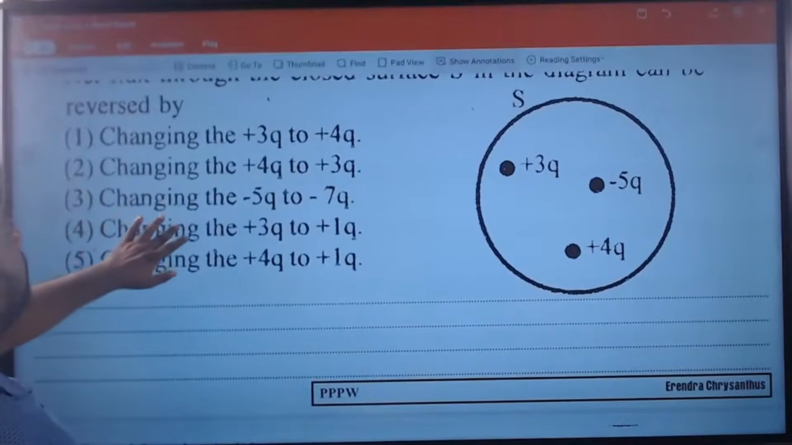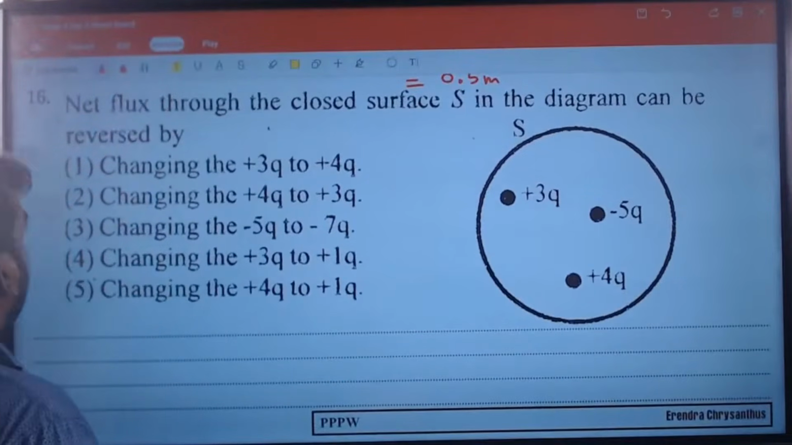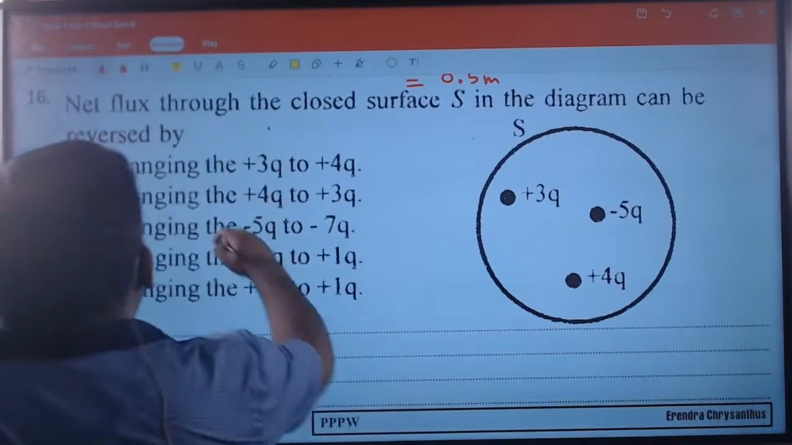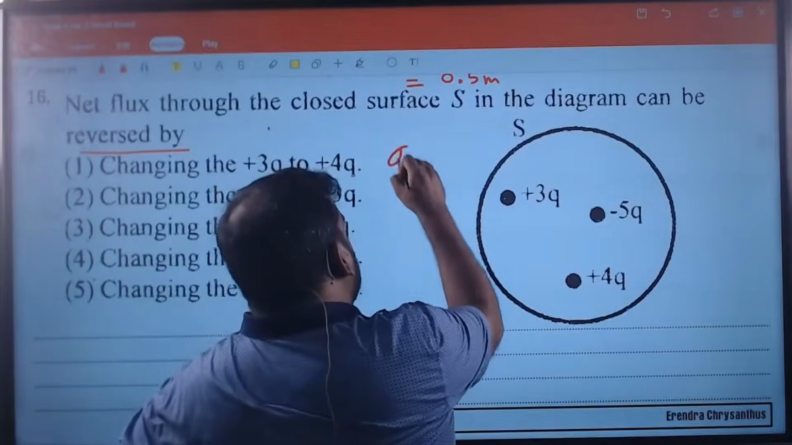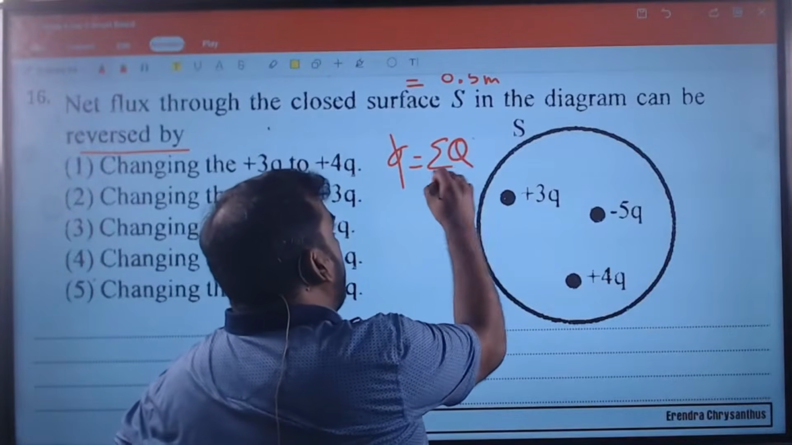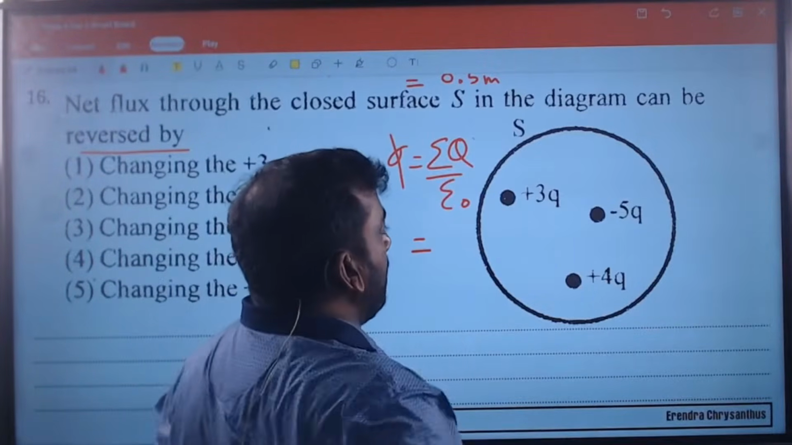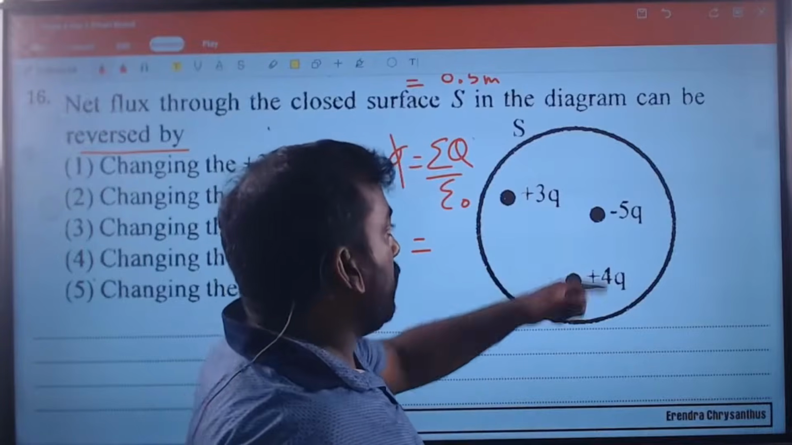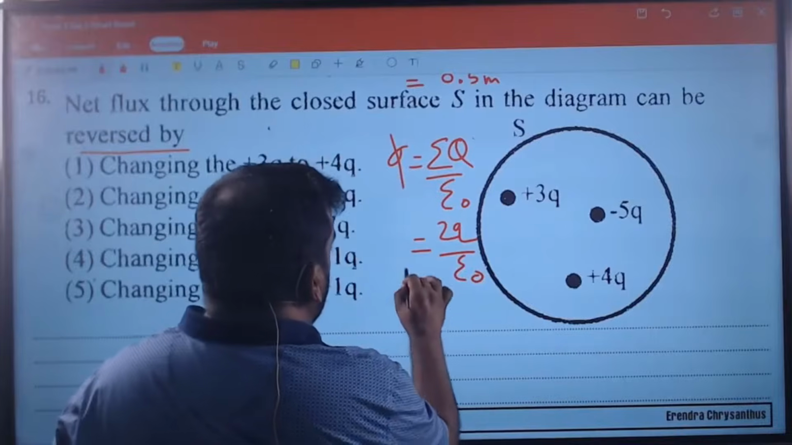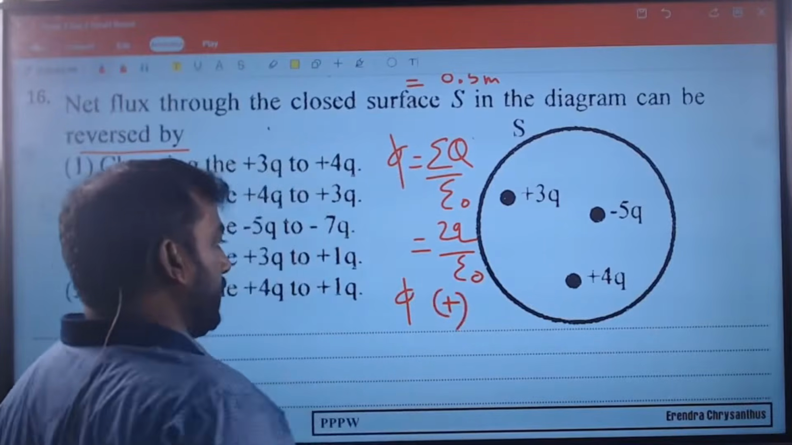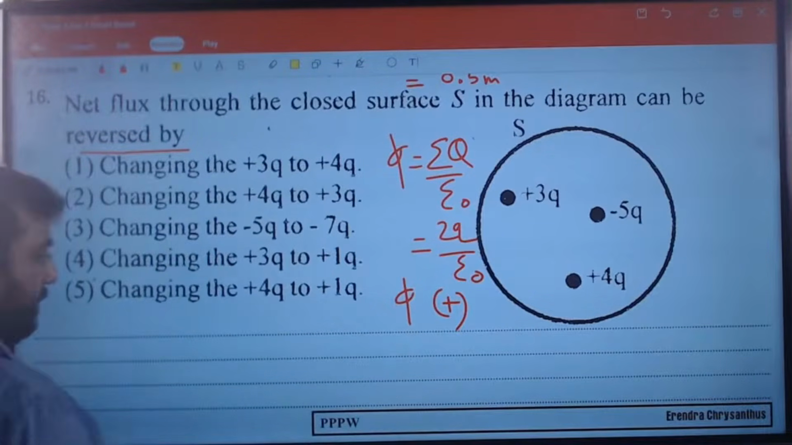Next one. Net flux through the closed surfaces can be reversed. So flux means sum of charges divided by epsilon naught. Sum of charges means 7q minus 5q, that's going to be 2q over epsilon naught. Flux is going to be positive. Reversing the flux means making the flux negative.